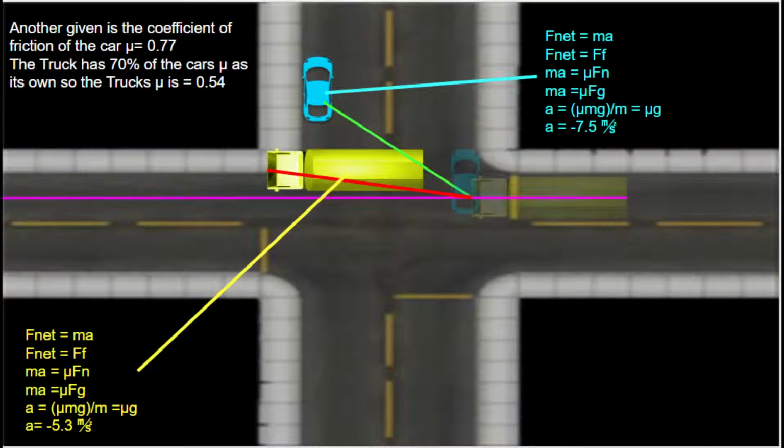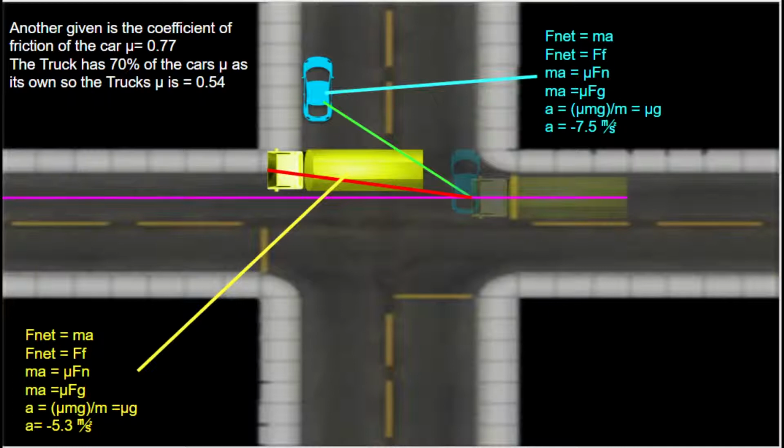Another given is the coefficient of friction of the car, which is mu equals 0.77. The truck has 70% of the car's mu as its own, so the truck's mu is equal to 0.54. We can solve for acceleration by taking the F net, which is equal to the mass times acceleration, which also, as a result, we know that F net is equal to the force of friction.